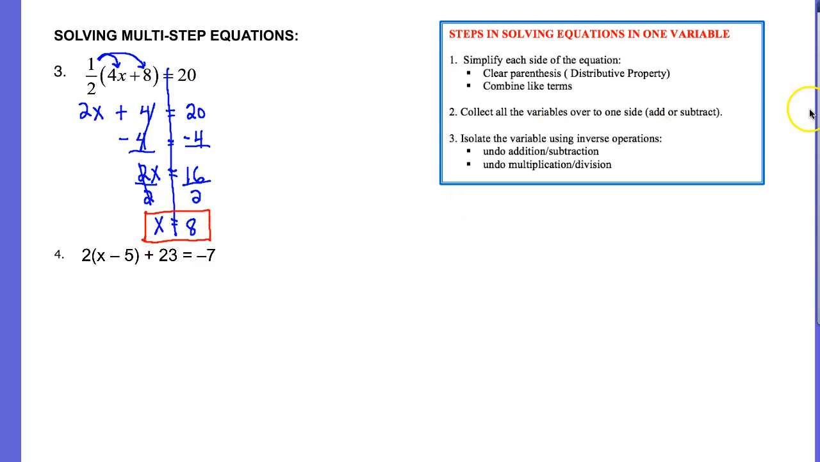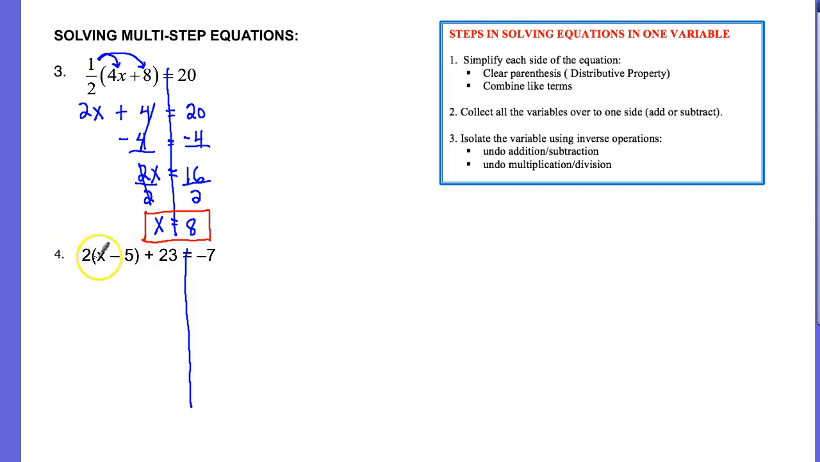Okay. Last problem. So same thing. You're going to go through here. You want to make sure both sides are simplified. Is the left side simplified? Nope, because we have parentheses. So we will clear that.